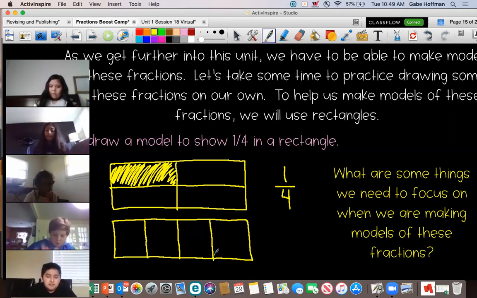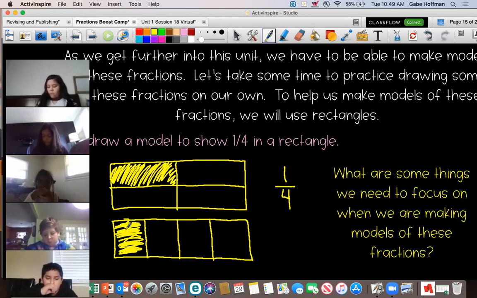You're going to shade in 1. Why? Because what is 1 on my fraction? What's that top number called? The numerator. Very good. So I have 1/4 and 1/4 both there.